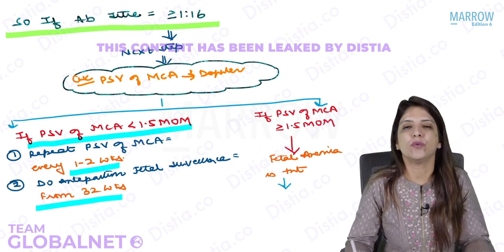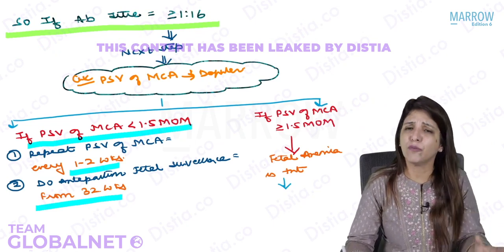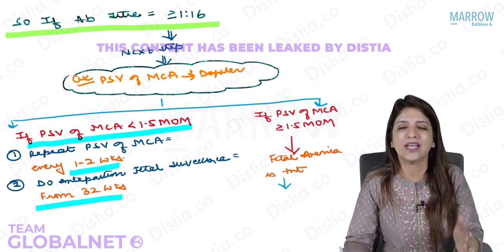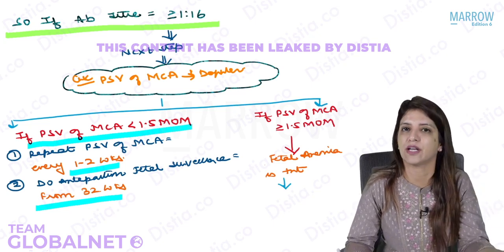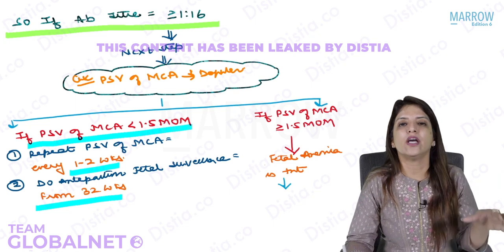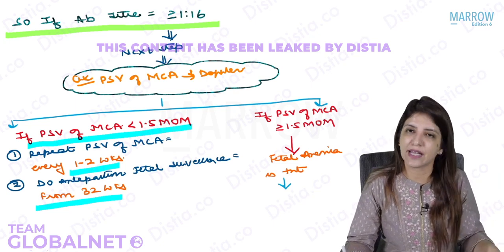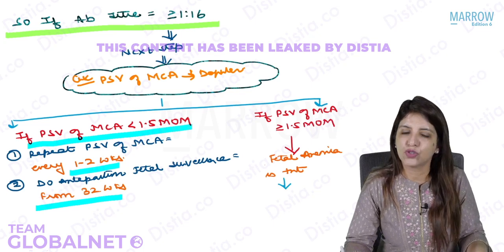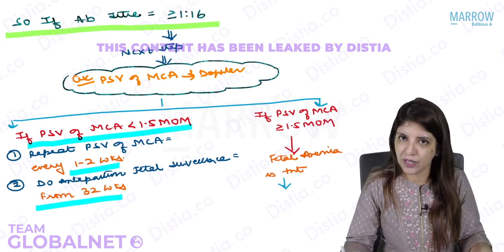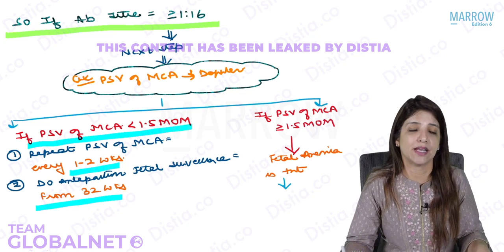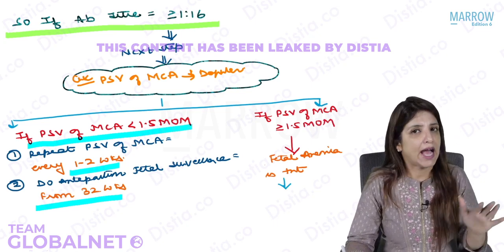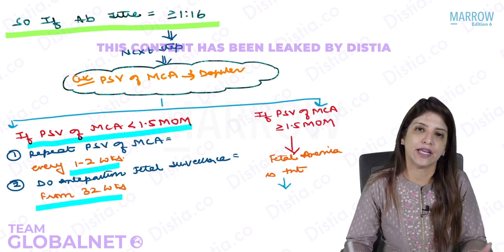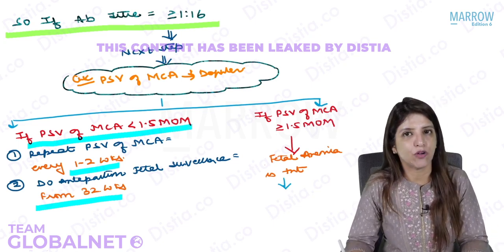So like you were doing previously, if antibody titer was less than 1:16, you were repeating it every 4 weeks. And if it was increasing, you were repeating it after every 2 weeks. Over here, if peak systolic velocity is less than 1.5 MoM, you are repeating it after every 1 to 2 weeks. You are keeping the fetus under surveillance by doing NST and biophysical profile weekly. And you are delivering this patient between 37 to 38 weeks. Is this clear to all of you?